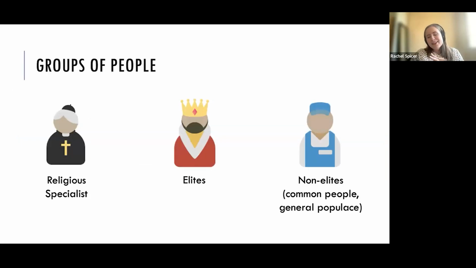So as another layer of complexity of the database, for each question, we ask which group of people it applies to, and it can apply to all three of these, but they have to select at least one of religious specialist, elites, and non-elite. This is especially relevant to things like celibacy, which often only apply to religious specialists.